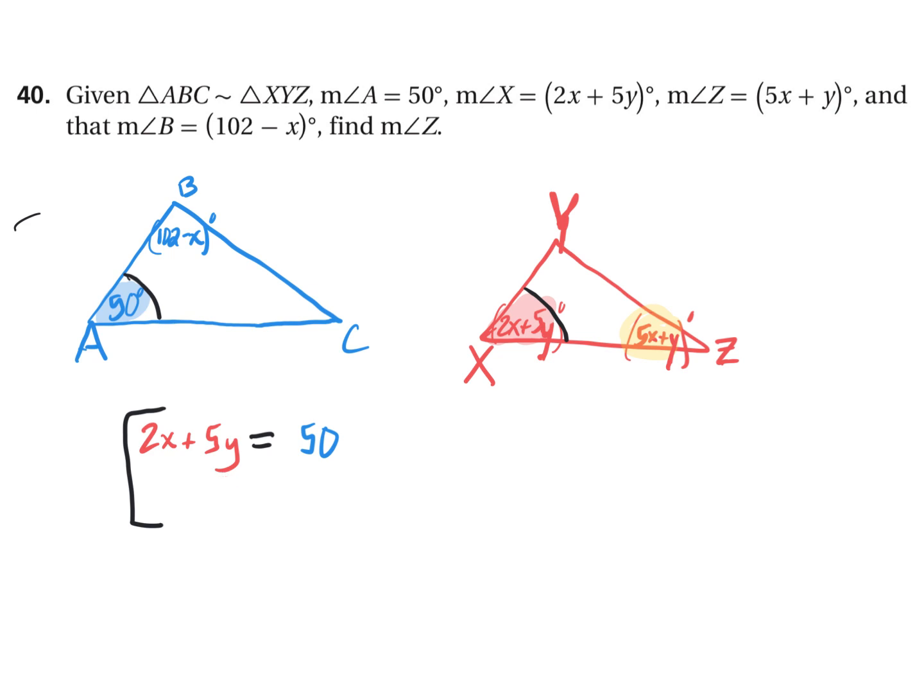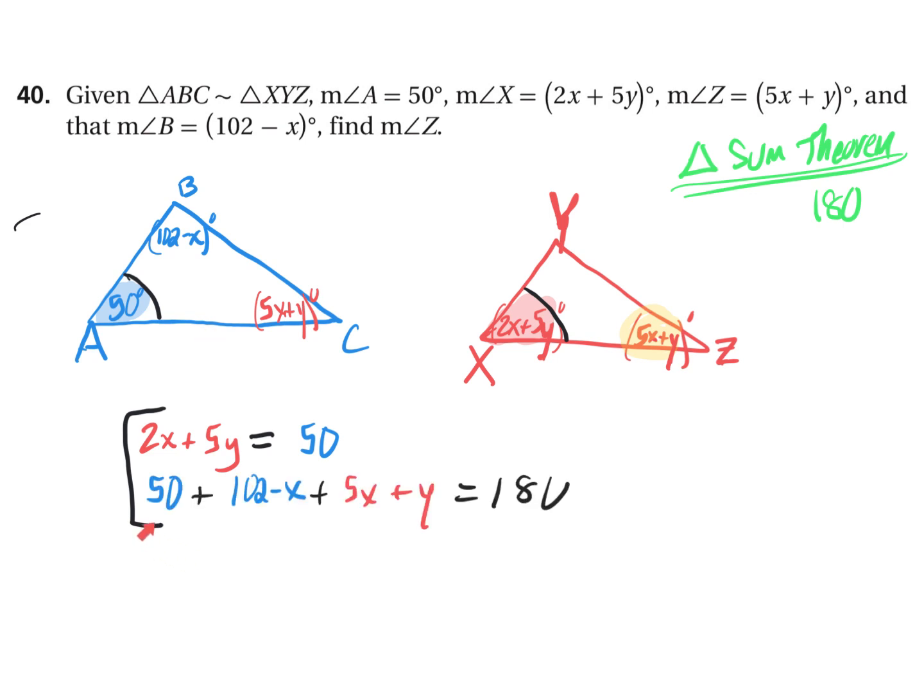What we're going to need to use is the triangle sum theorem. All three angles of any triangle add up to 180 degrees. Since these triangles are similar, if this angle Z is 5x plus y, then so is angle C. So now we can use the triangle sum theorem and say that these three angles added up together equal 180 degrees. The three angles added together add up to 180, and there's our second equation. Now we've got our system.